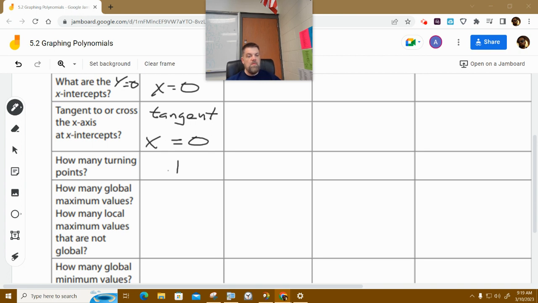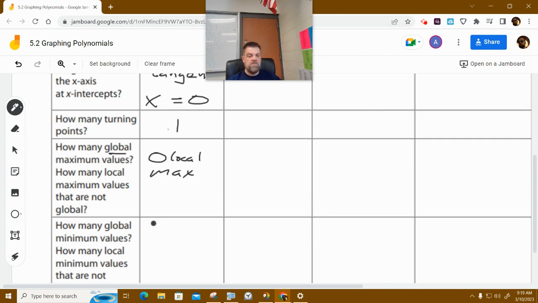How many global maximum values? Well, we only have the one local minimum. Well, we don't have a max. So there are 0 local max. The global would be going to positive infinity. We're not gonna write that down, but we do have one minimum, and that's local, and that occurs when x equals 0.